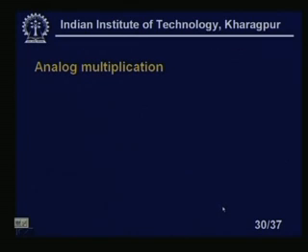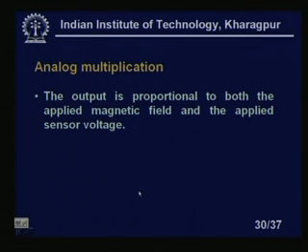Now, analog multiplication. You will be surprised how we suddenly came to analog multiplication. Let us look at it: the output is proportional to both the applied magnetic field and the applied sensor voltage. The output is proportional to both the applied magnetic field and the applied sensor voltage, is it not?